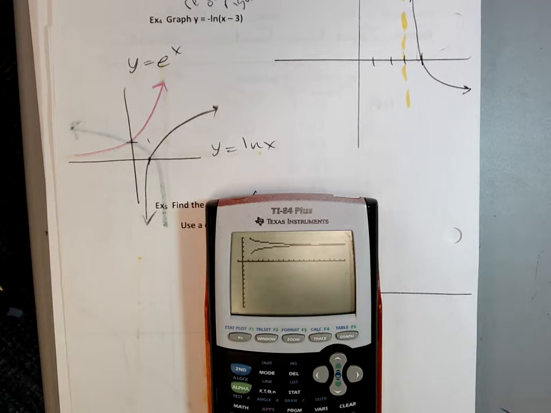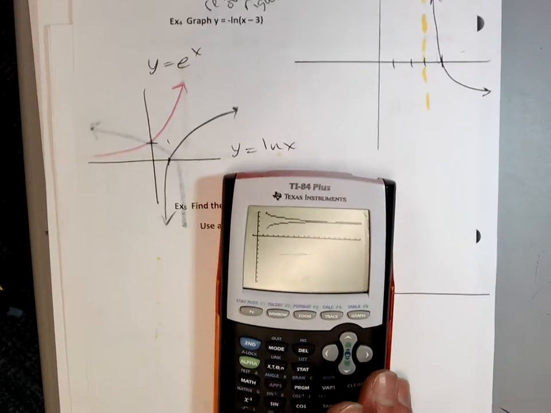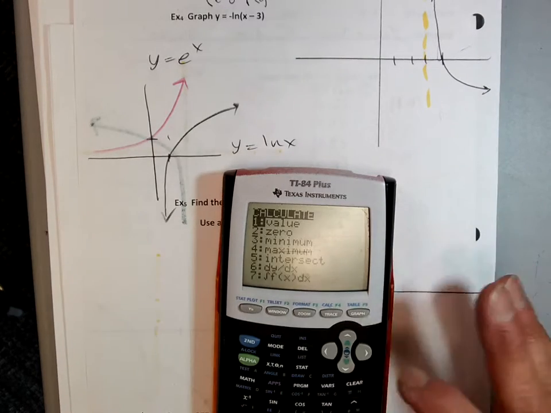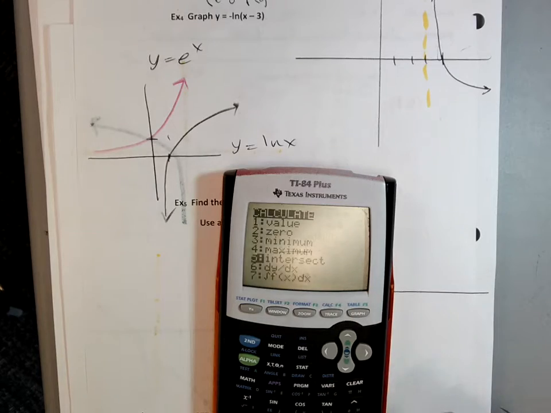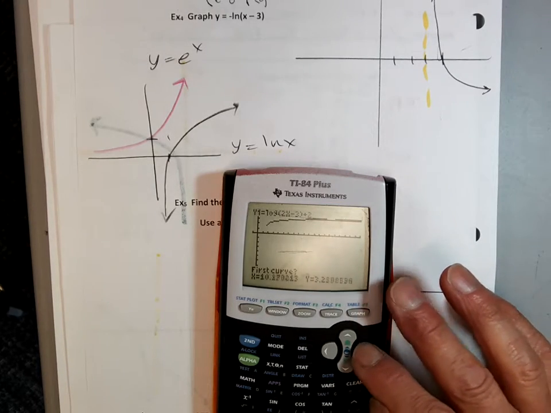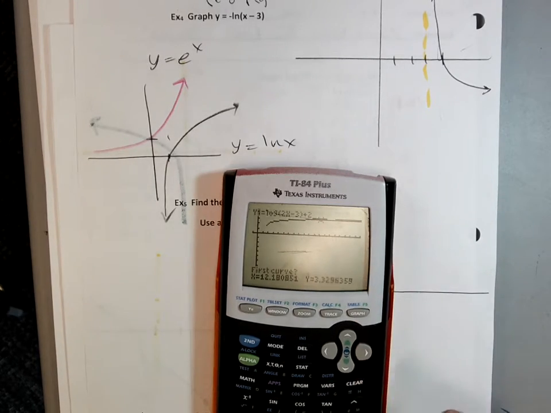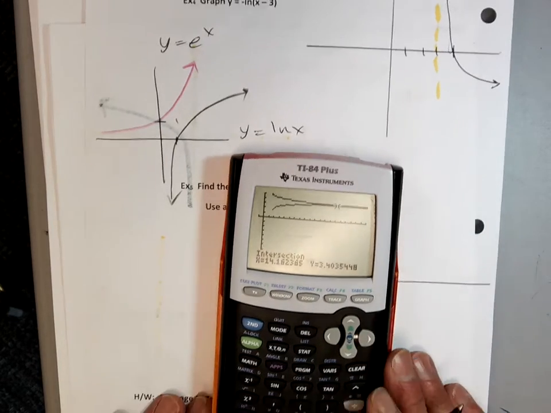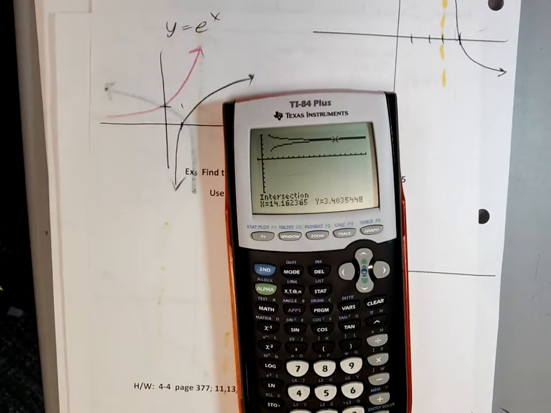So the intersection is somewhere in there, but I can use my intersect button, right? Second, calculate, go to intersect. First curve, pretty close to right about there, somewhere, enter. Second curve, about the same, enter, guess. And there it is, about 14.16, because that's the x value. Ready? We're solving for x. We don't care about the y value. Solve for x. What's the x value? So the answer is about 14.16.